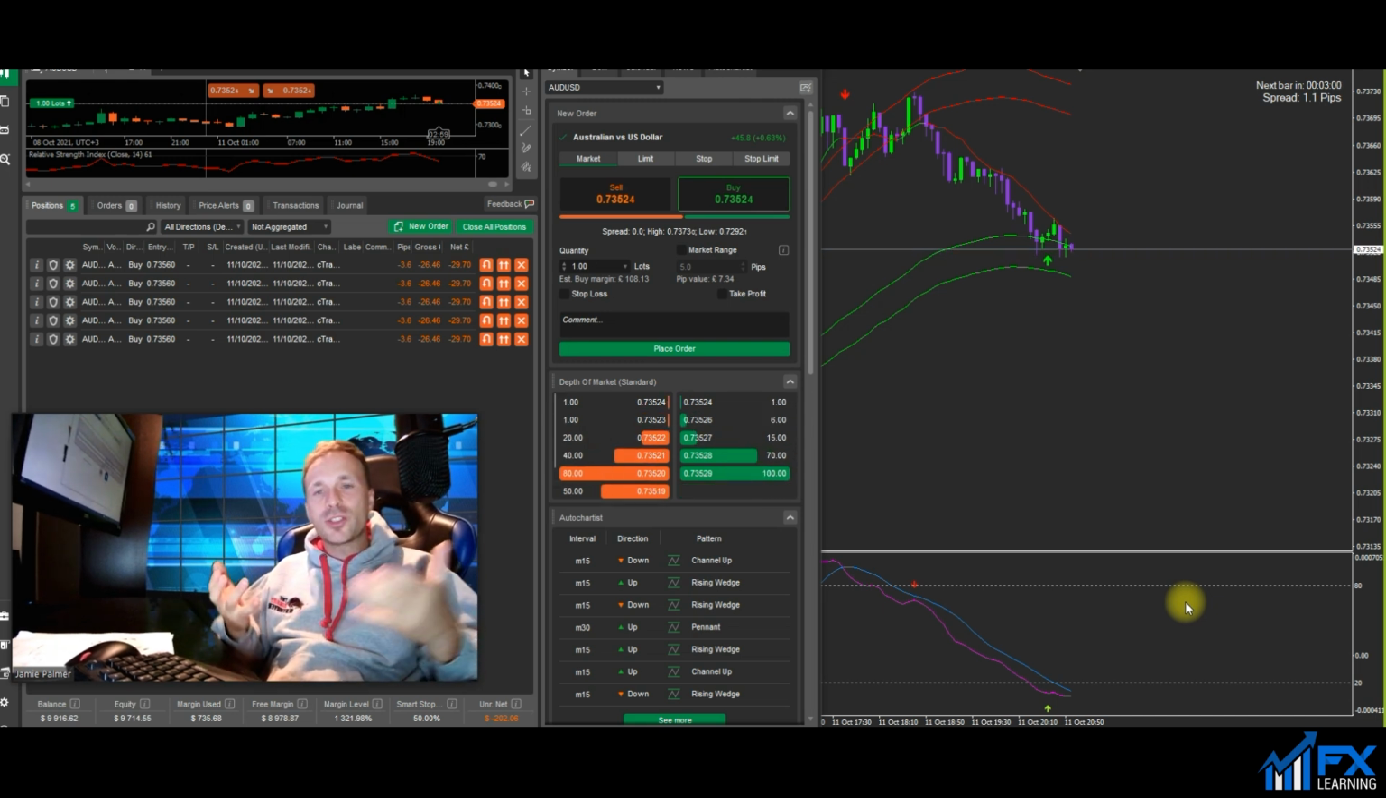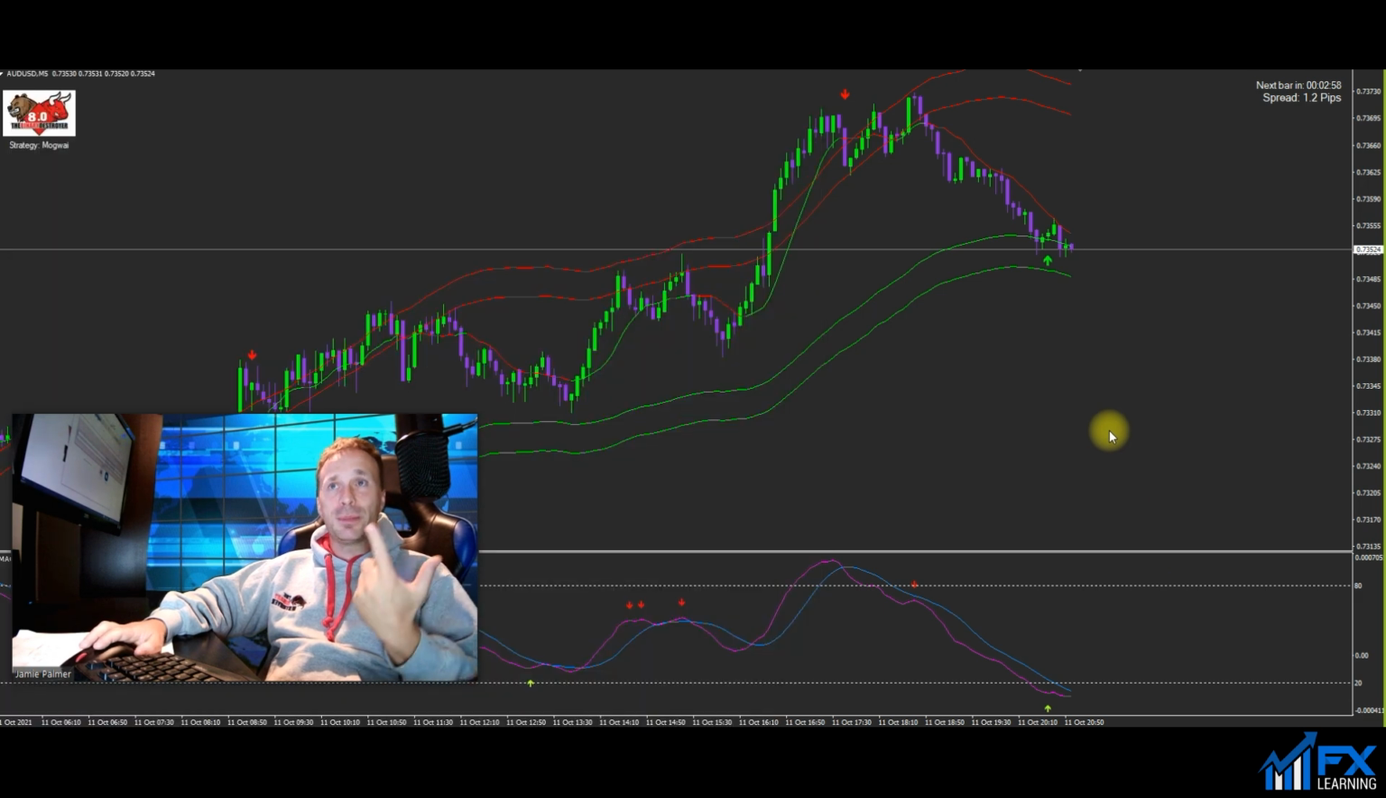Now, the reason why I'm bringing that up is simply because I'm actually taking a Mogwai signal with the trend. How do I know that? Because the bands are facing up like this. You see here at the top, this trade's against the trend because the bands are facing up. But look at the bands now, they're going up. So this is a trade with the trend.